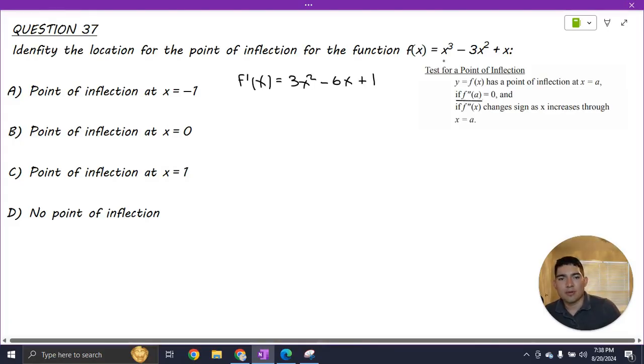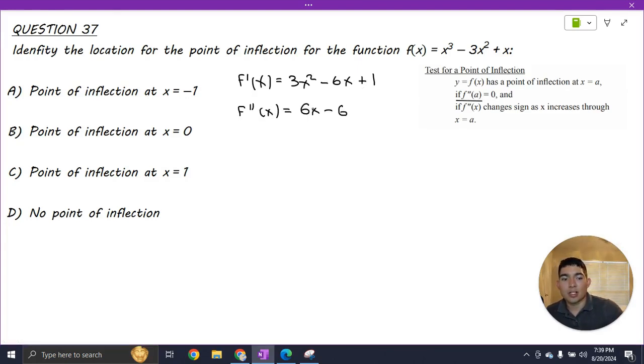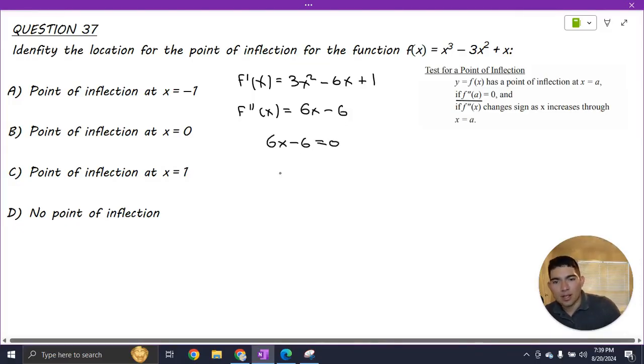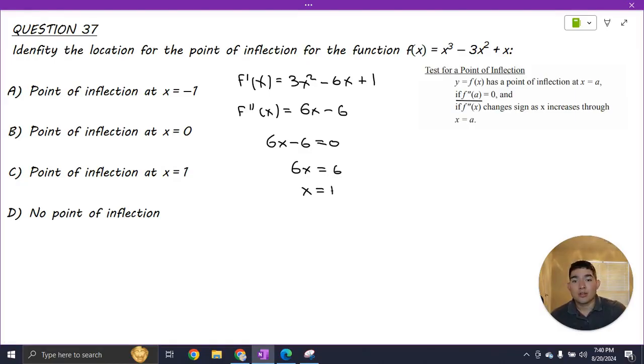The first derivative of the function is going to be 3x squared minus 6x plus 1. The second derivative of the function is going to be 6x minus 6. Let's set that second derivative equal to 0, and we're going to end up with 6x equals 6. Therefore, x equals 1 is the value that gives us a second derivative of 0. So now we know that x equals 1 is going to satisfy f double prime of a equals 0. So now let's just verify that the sign changes through x equals 1, and that'll tell us if it is indeed our point of inflection.